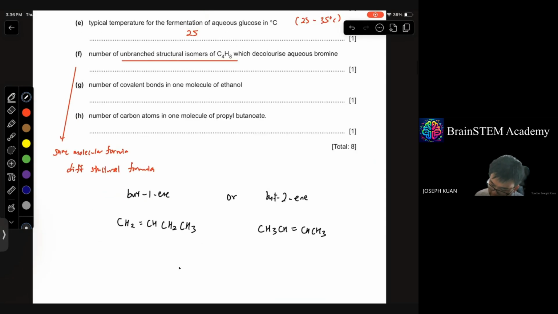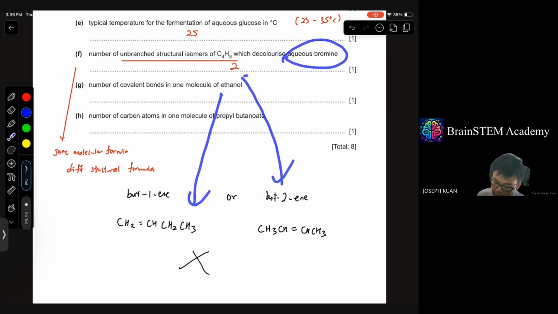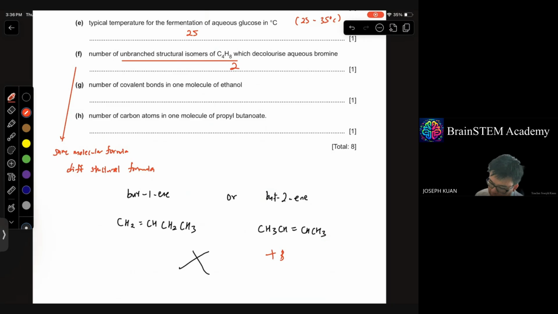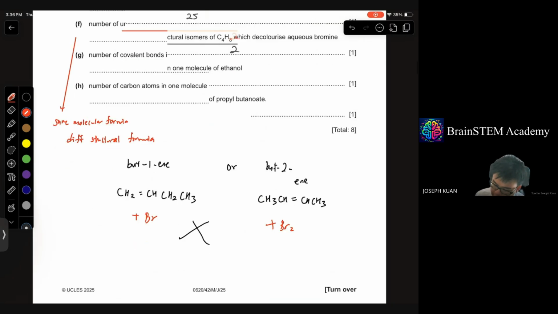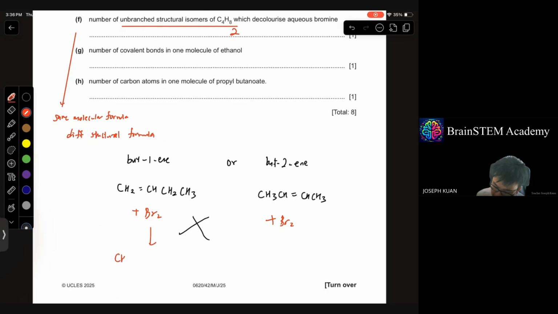There is no such thing as but-3-ene, okay, because we look at the substance in a 3-dimension manner. So but-3-ene and but-4-ene don't exist. So the answer is 2, all right, 2 possibilities which can decolorize aqueous bromine by the addition of bromine reaction. So this is more like, you also need to know this. This is what we call 1,2-dibromoethane.